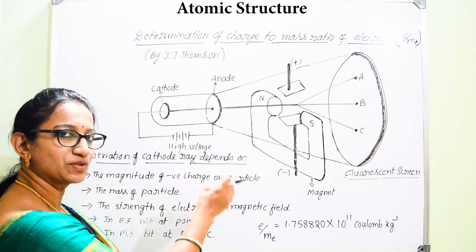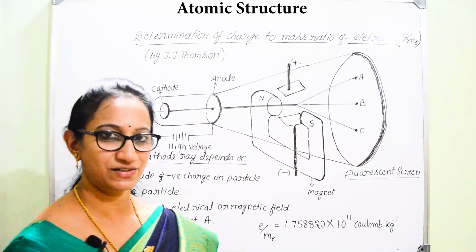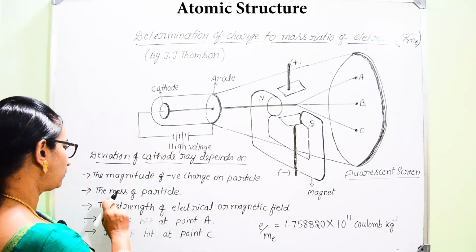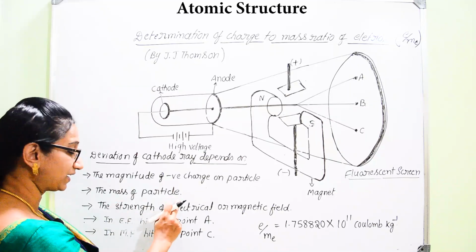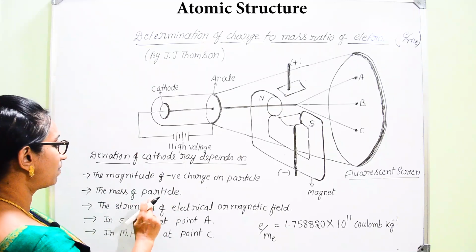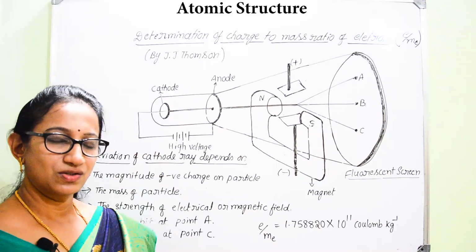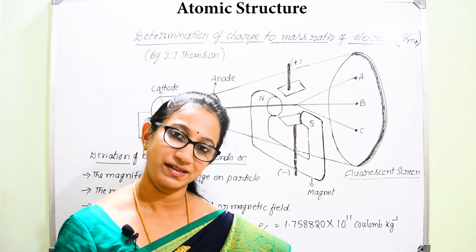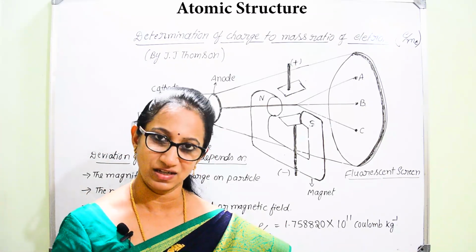More the negative charge, more deflection. Less the negative charge, less will be the deflection. And if you go for the second factor, which is that second factor? It depends on the mass of the particle. So the mass of the particle depends on the nature of the gas also, you know that.